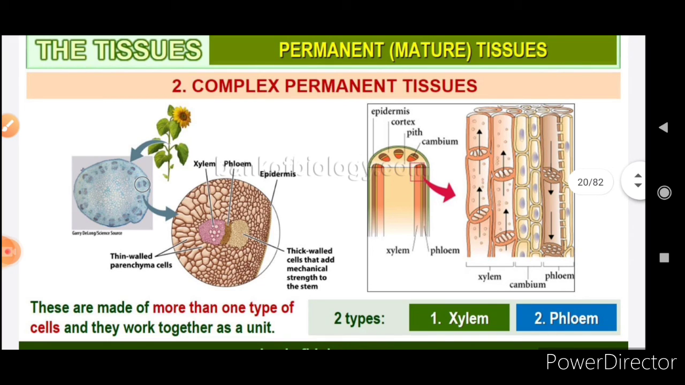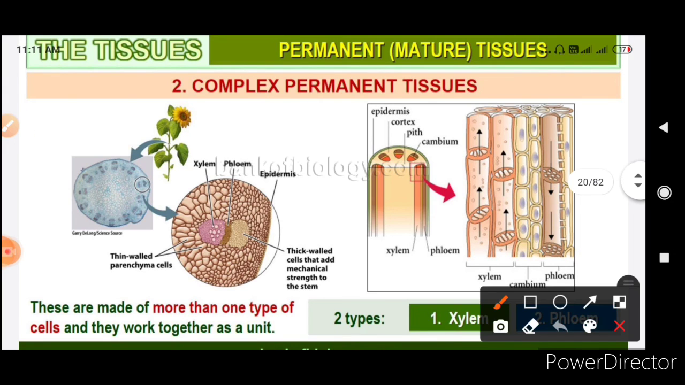So two types of complex permanent tissues are there. One is the xylem and the other is the phloem. See, here you can see the diagram. Xylem is there for the transportation of water, and it is the coordinated mechanism of the four tissues which work for the conduction of water, and similarly in phloem.